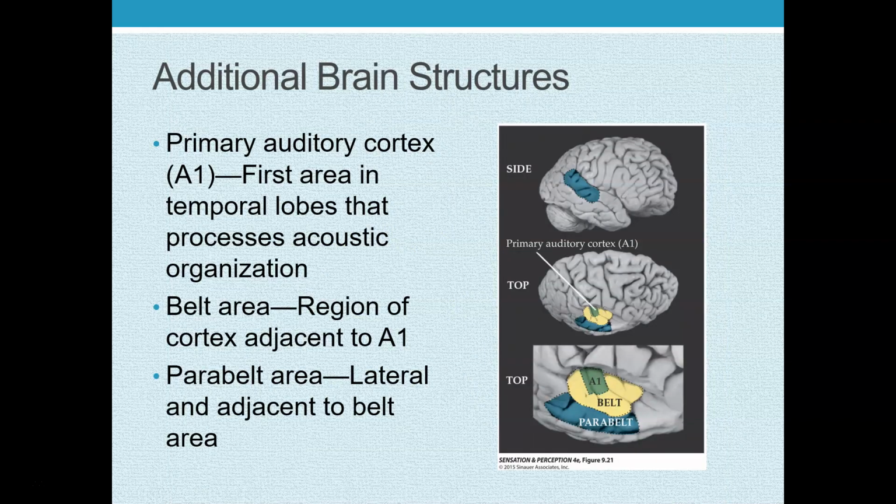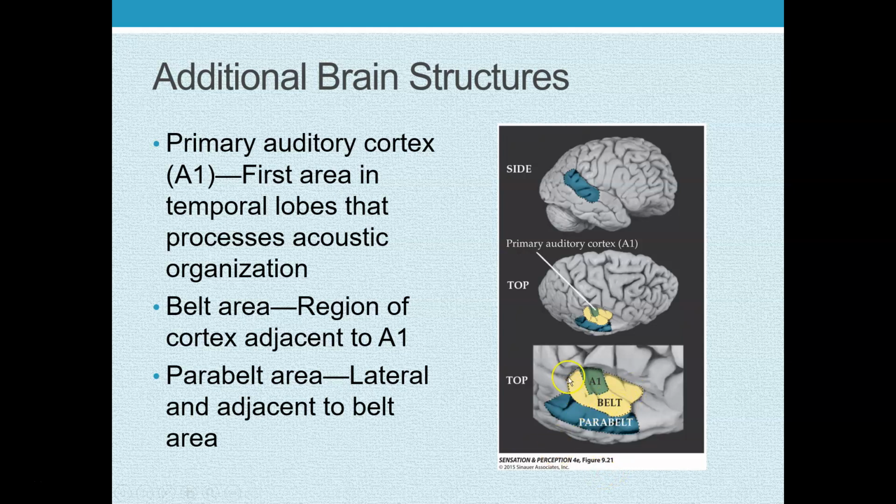So what are some additional brain structures that we have that are critical for processing sound? We have our primary auditory cortex. You can kind of see it right here. Most of it is buried under the sylvian fissure, so most of it is not visible from the outside of the cortex. This is the first area in the temporal lobes that actually processes sound. And like the cochlea and the auditory nerve, it does have a tonotopic map. So information in the primary auditory cortex is organized by frequency.